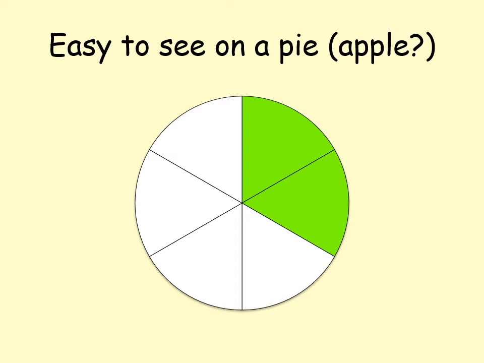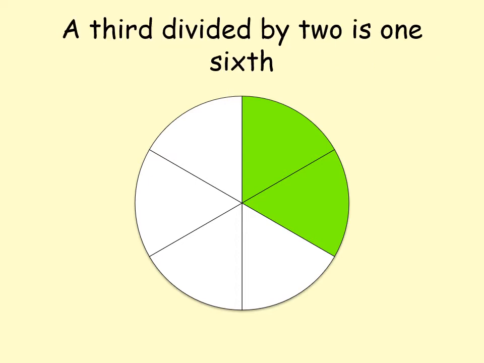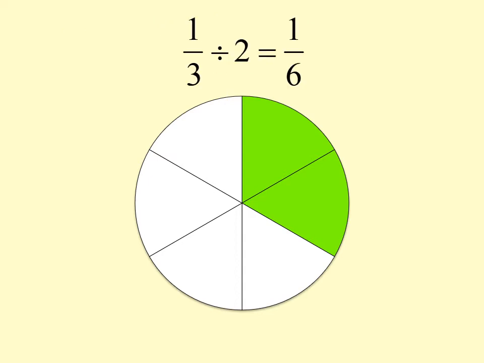If we did a whole pie, apple anybody, then the line would go straight through the middle of that third, and we have to divide the other ones equally. So what do we end up with? We end up with sixths, don't we? So if we divide a third by 2, we end up with sixths, 2 sixths. So a third divided by 2 equals a sixth. That's how we'd write that calculation down.